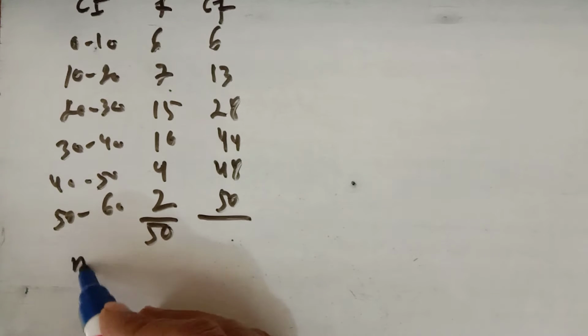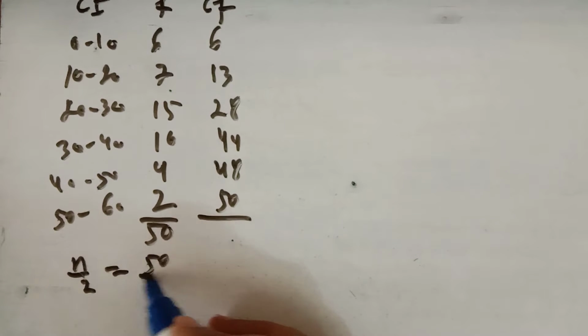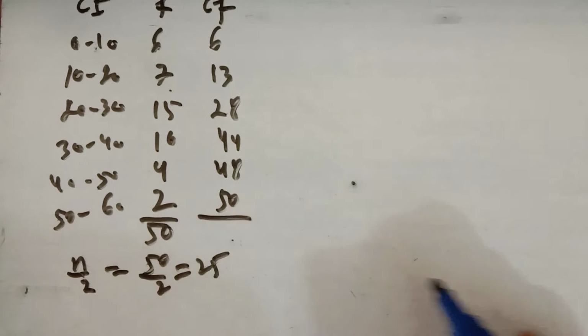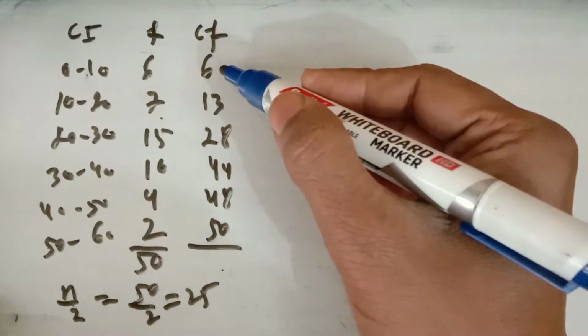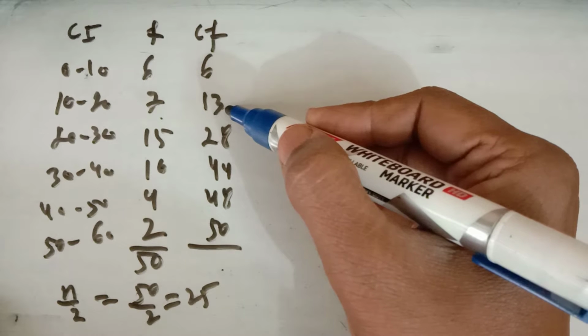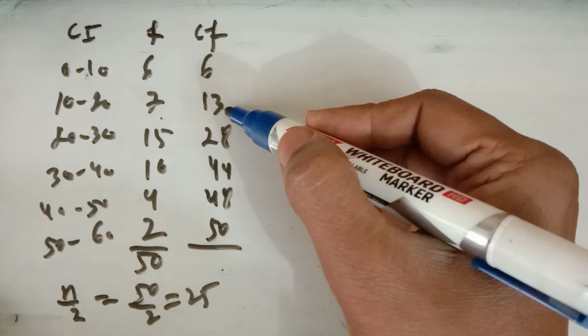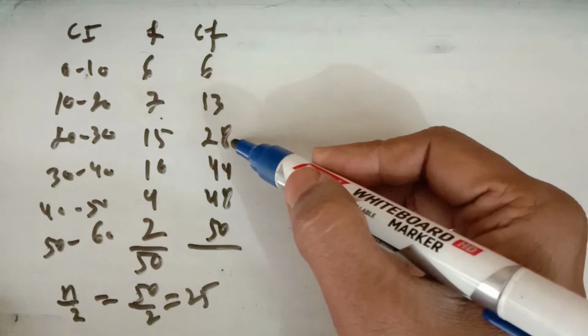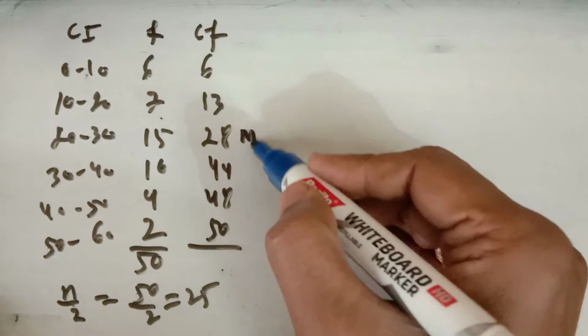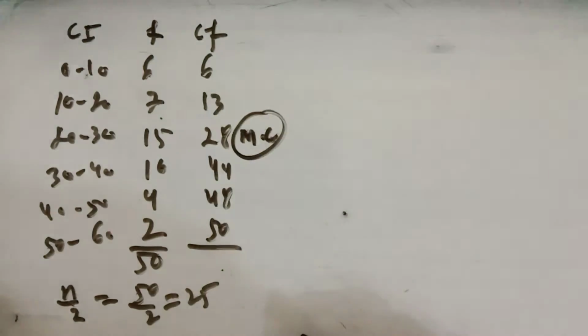To find the median, you first of all find n by 2, which is 50 by 2, that is 25. Now you have to check in which class 25 falls. Up to 13 terms it is here, and from 14 to 28 terms we have this column. So this is the median class. You know how to find the median class.